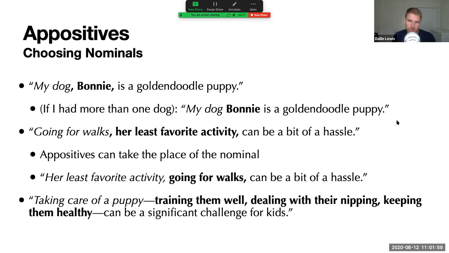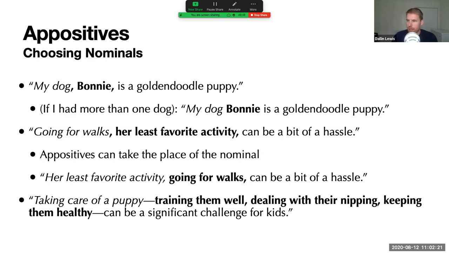So you follow the same rules as restrictive versus non-restrictive commas or clauses. If you need to identify which one you are referring to, if you need to restrict the noun, then you do not use commas. So another point about appositives, they should be able to completely replace the nominal that they are apposite to. You should be able to reverse their position and still have everything make sense.